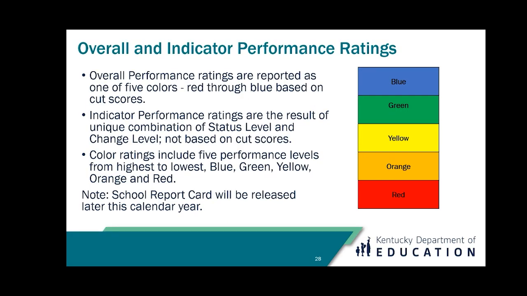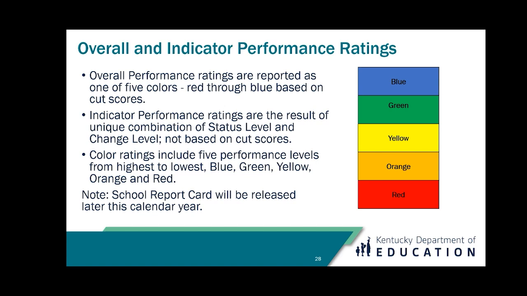The overall performance rating combines performance on the state indicators for elementary, middle, and high schools. These ratings will be communicated using a color rating system where blue represents the highest rating and red represents the lowest rating. The 5 performance levels from highest to lowest are blue, green, yellow, orange, and red. Indicator performance ratings are also reported as colors, the result of unique combinations of the status level and change level. They are not based on cut scores.